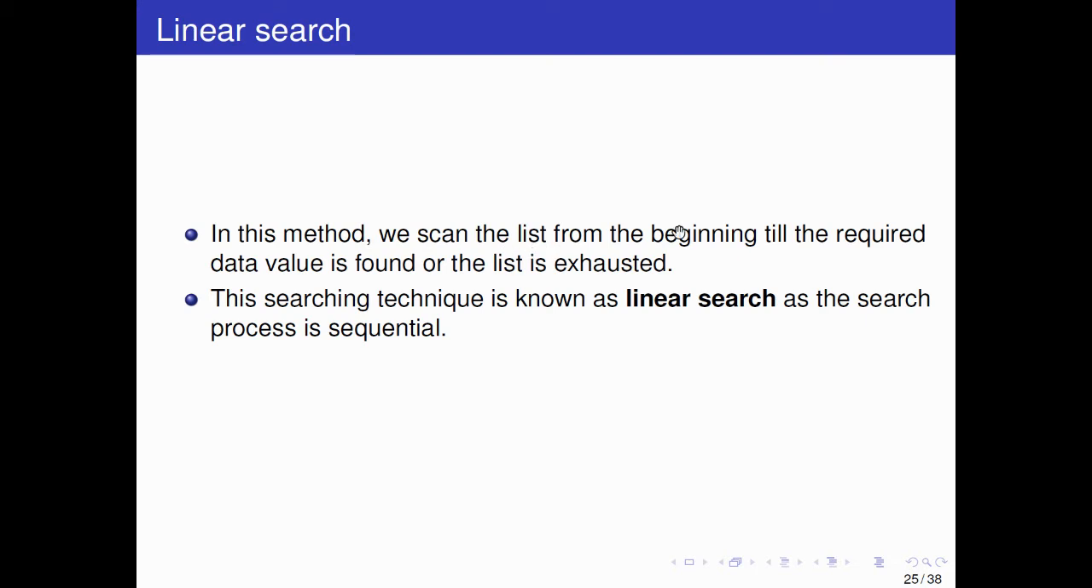So we are searching for a data value. We will scan the list from the beginning until the value is found or the list is exhausted. Suppose that value is not available in the list, then the list will be exhausted. This searching technique is known as linear search, as the search process is sequential. One by one we will be comparing the value with each element of the list, and if it matches, it is found. Otherwise, it is not there.